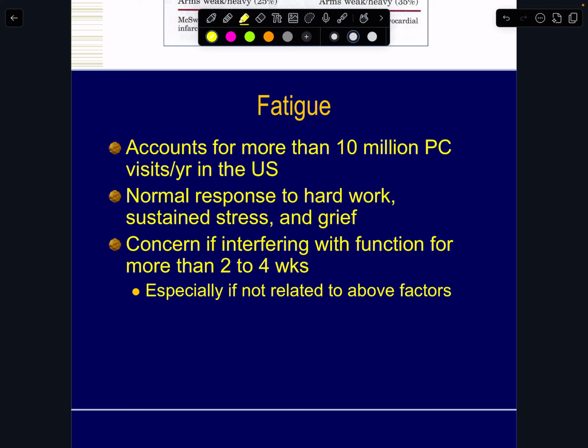And so, if the fatigue has longevity, it's interfering with their function, we'll talk a little bit more about that, and it's not explained, what should you do with that? Let's say they're telling you, yes, I had fatigue interfering with my function for the last 4 weeks, and I don't know why, right? Same job schedule, right? Nothing new going on in my life.